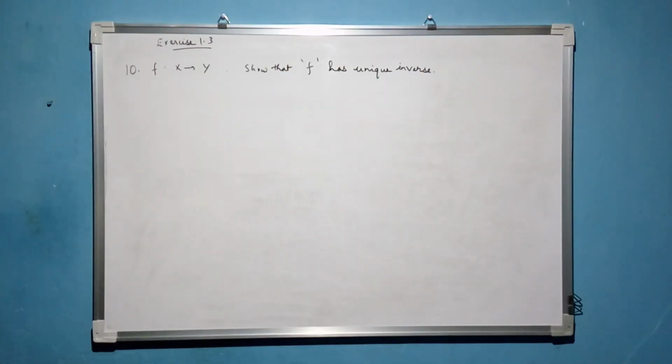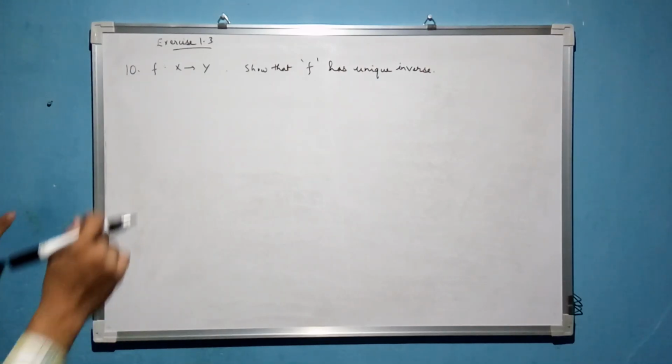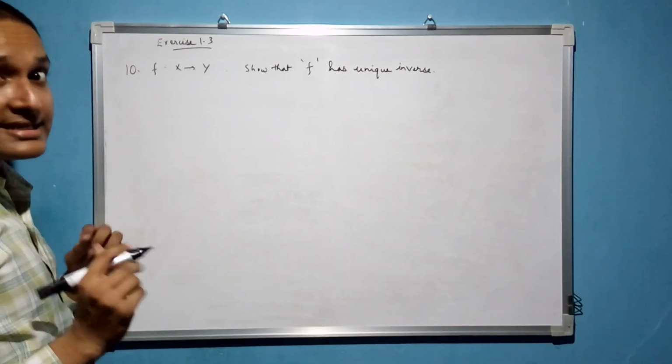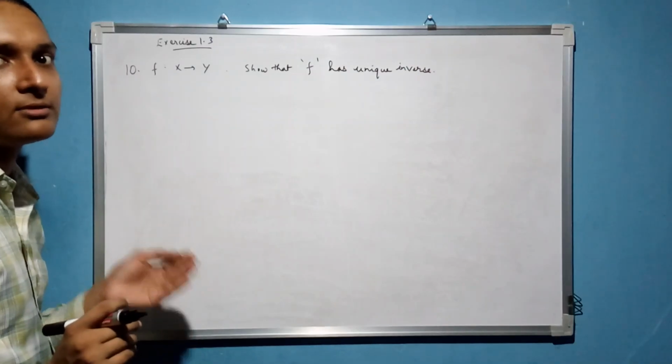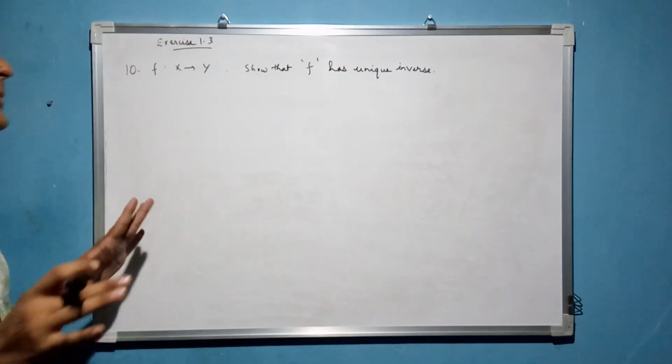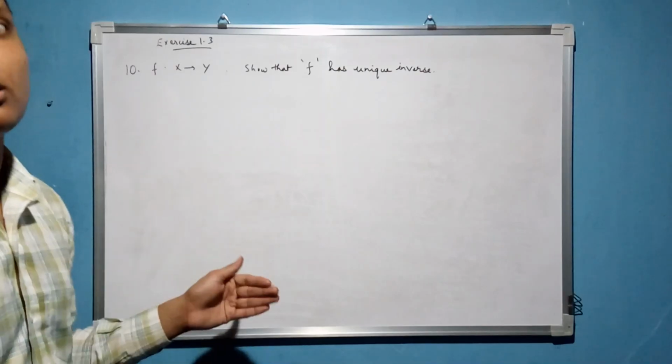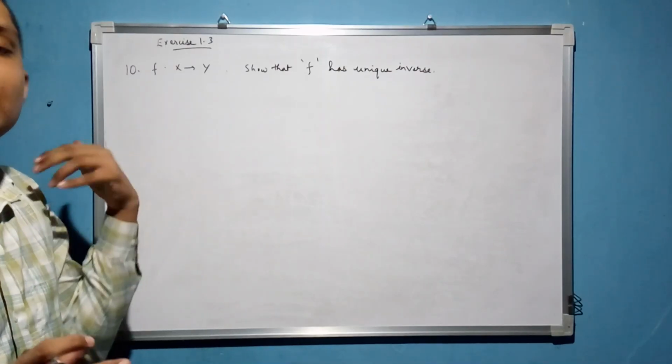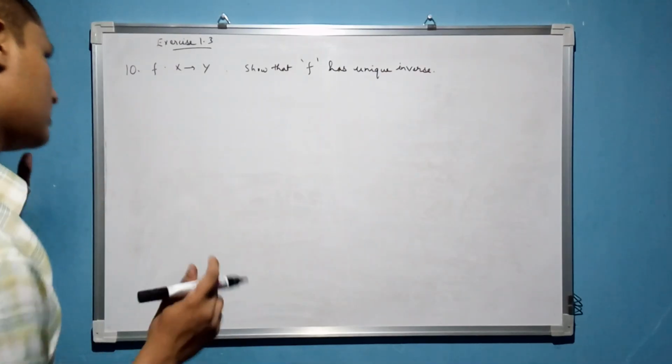The 10th question is: given a function that is from set x to set y, you need to show that the function f has a unique inverse. It has one and only one inverse and not more than that. That you need to prove. So let us take the contradiction method. That is, first you need to assume some wrong thing. You know that it is wrong, but still you need to assume that. At last bring the contradiction such that you tell that your assumption is wrong.